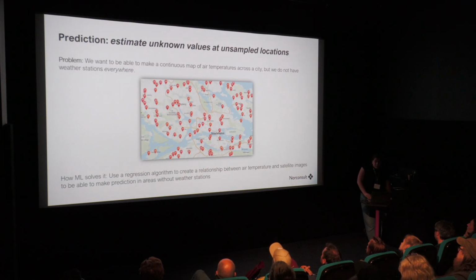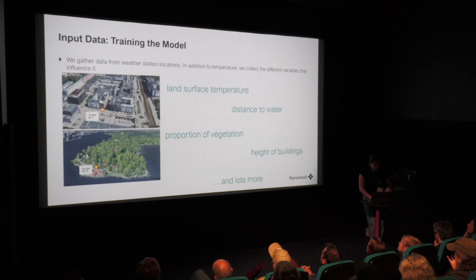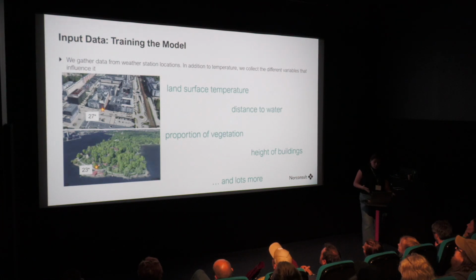So it was solved with machine learning by building a regression algorithm to create a relationship between air temperature and different satellite image predictors, to be able to fill in the gaps where you don't have a weather station. And to show you a little bit what that might look like, or what it did look like, we first need input data into our model.